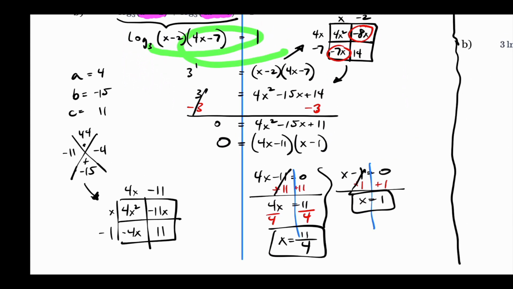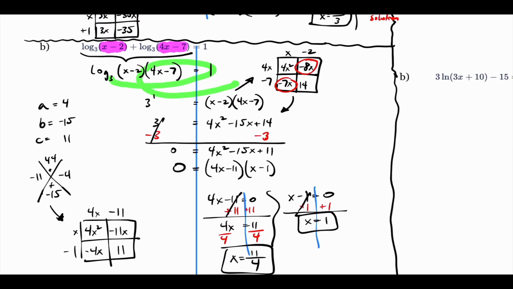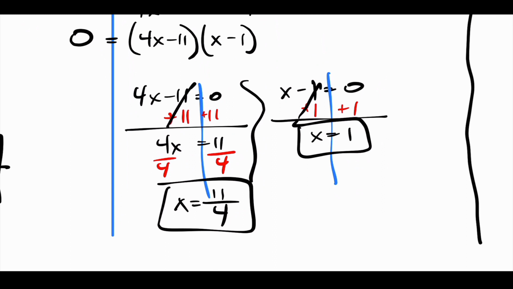So I get 11 over 4, which is almost 3. It's like 2 point something. And positive 1. One of those isn't going to work. Which one is extraneous? 1. Yep, 1 is extraneous.